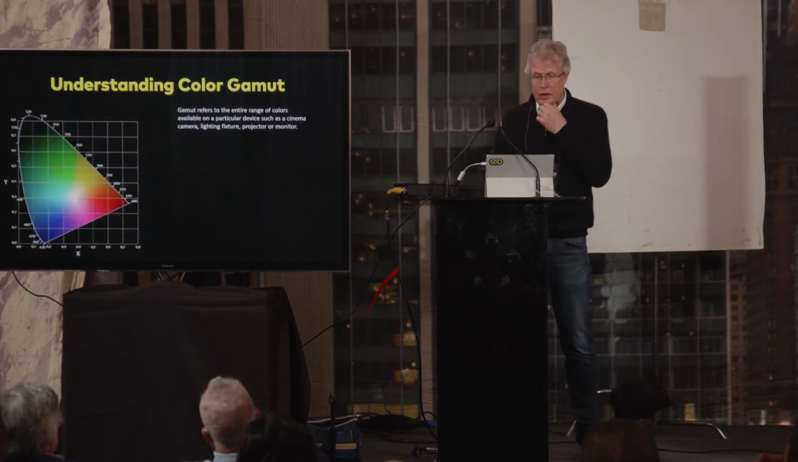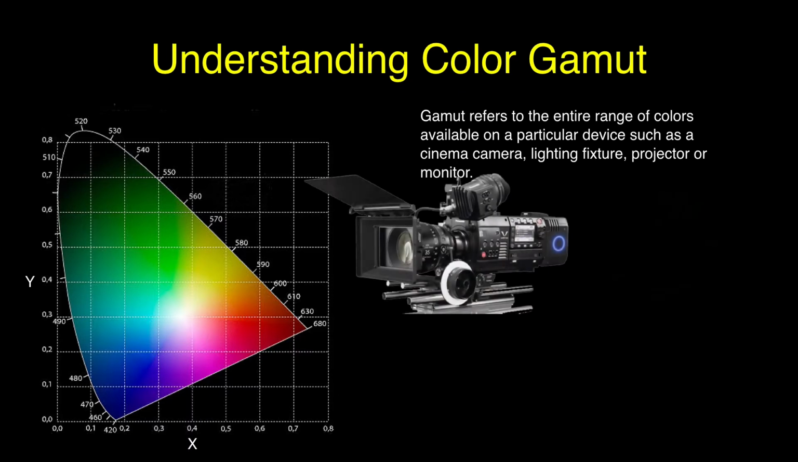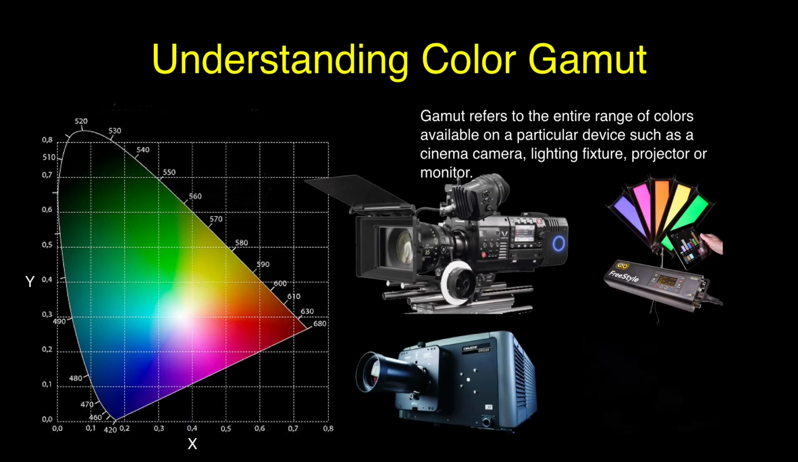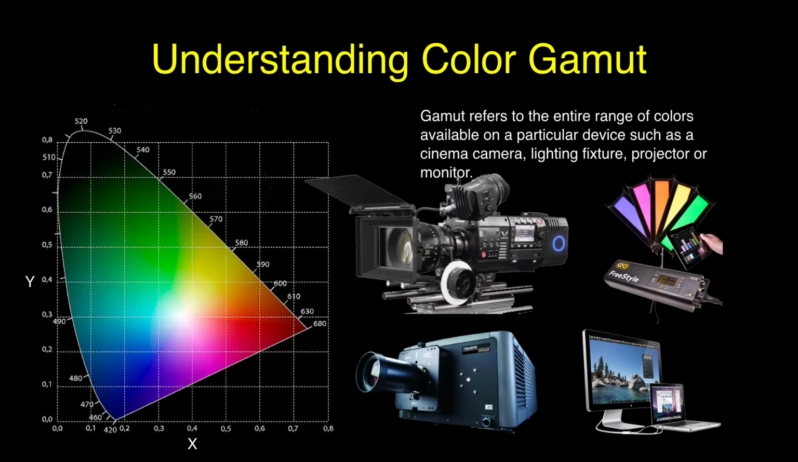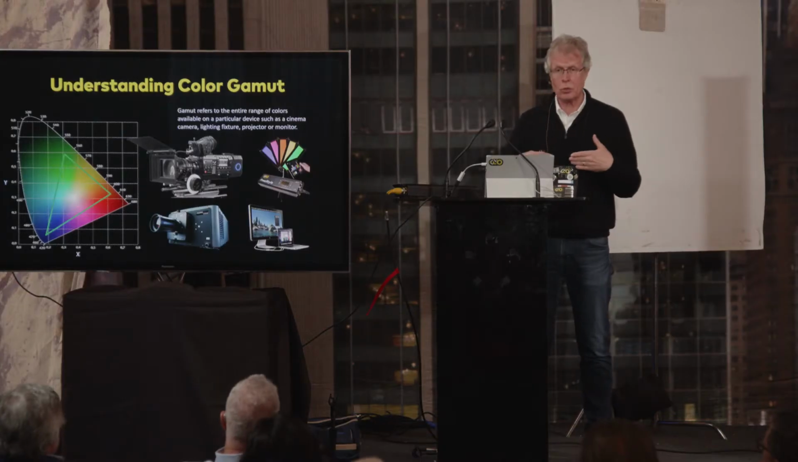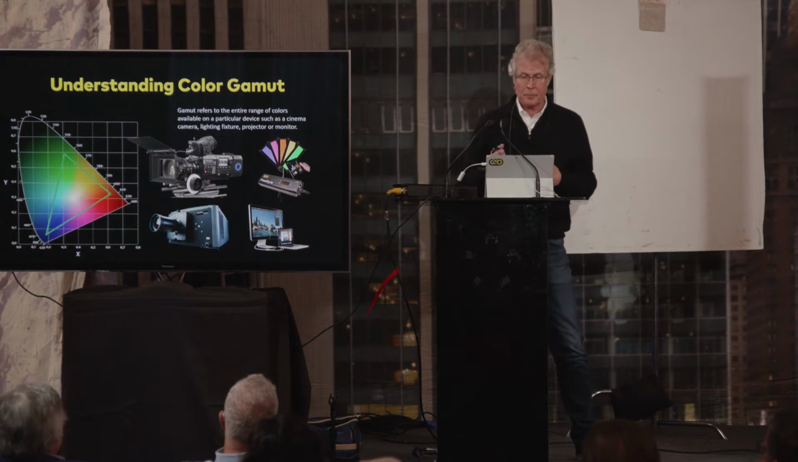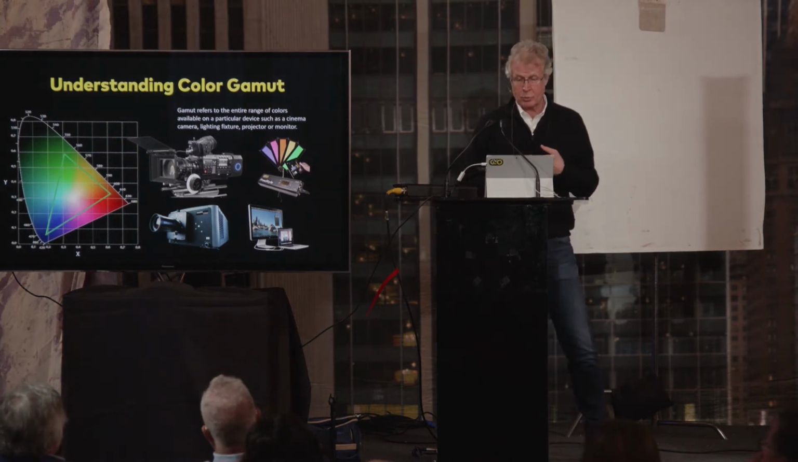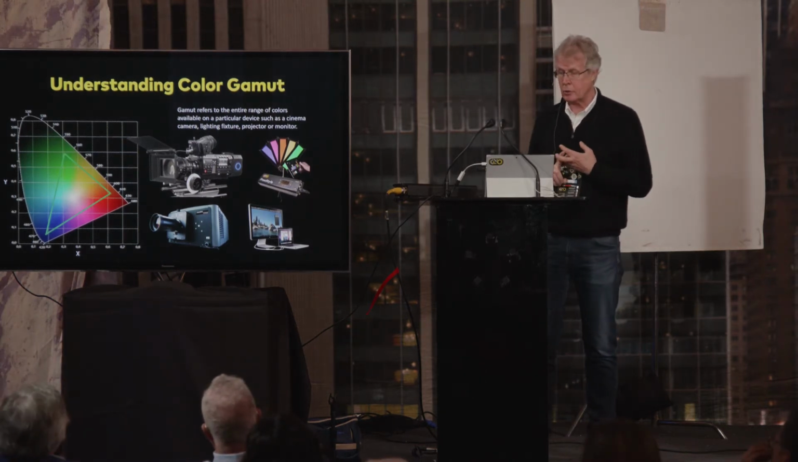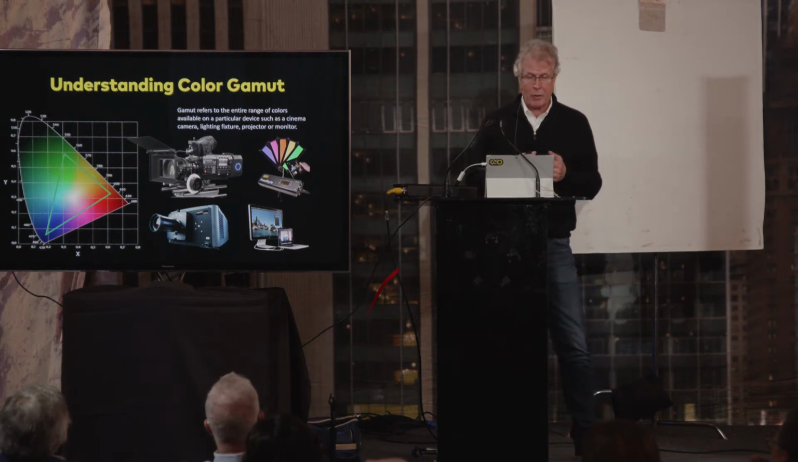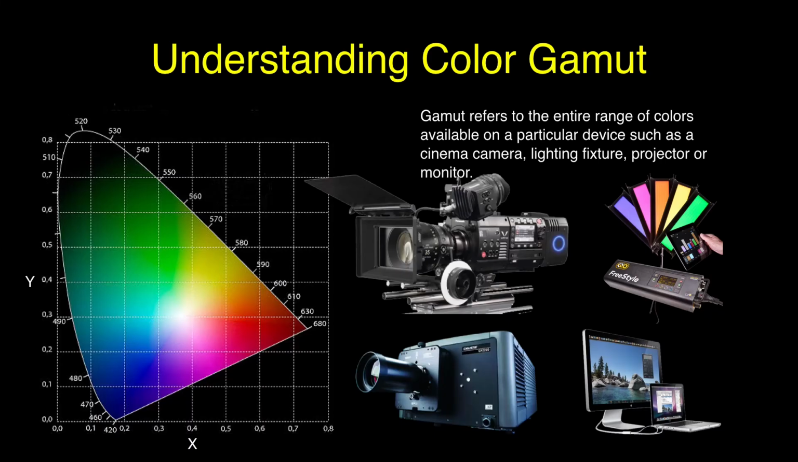So to understand what in fact is gamut. Now gamut refers to the entire range of colors that any one of these devices will be able to record, display, and play back. That's not just a camera, but a lighting instrument, projector, your laptop. So displayed there right now, that's Rec 709. So everything that falls within that triangle, you can reproduce.